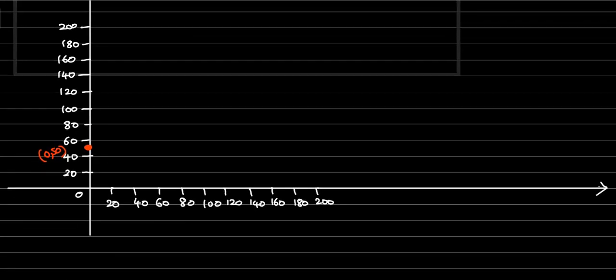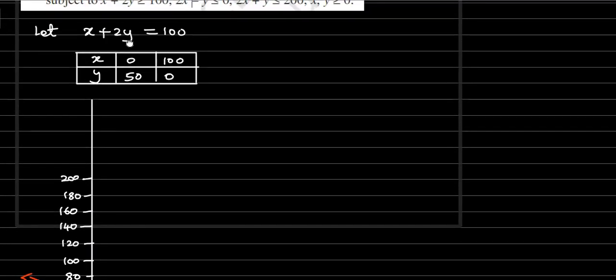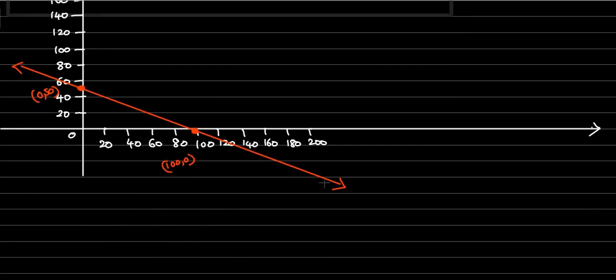And what is the next point that we have? 100 comma 0. 100 comma 0 we have here. So this point is 100 comma 0. Now on connecting these two points, we get the line x plus 2y equal to 100.